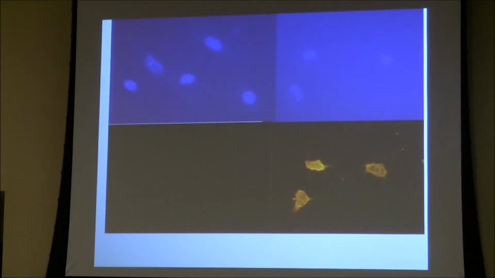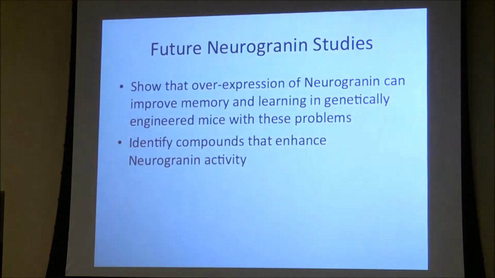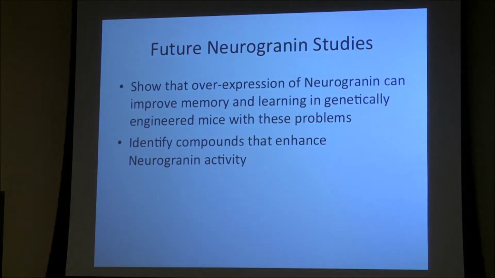And I'm just going to skip this slide other than just to show you that we can actually use that vector to show that we can express neurogranin, at least in cells that are cultured, sort of artificially. So that's kind of the basis for what we would like to do.